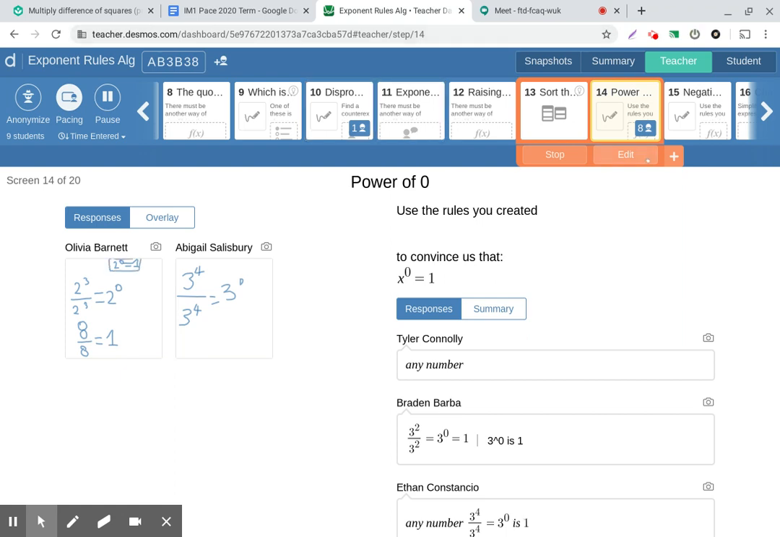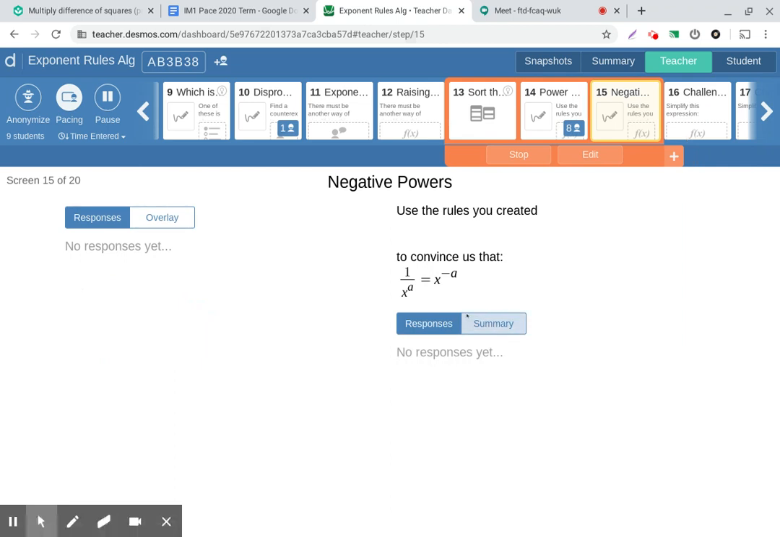Okay, we're almost there. We only got 5 more screens. Negative exponents. Remember my analogy of an apartment with an upstairs and a downstairs, or it doesn't have to be an apartment. It could be a 2-story house, right?